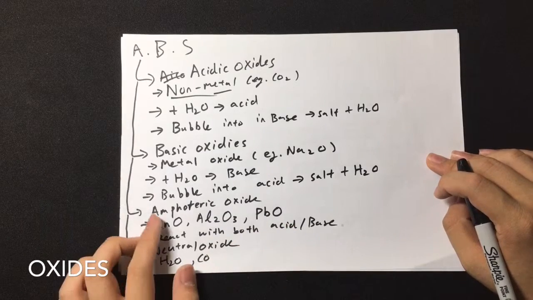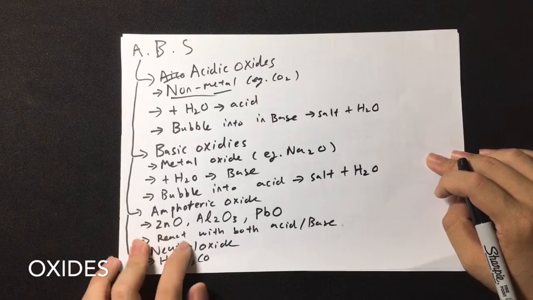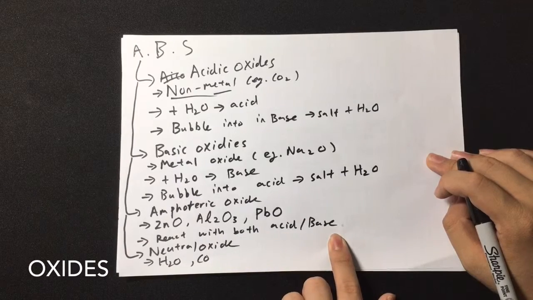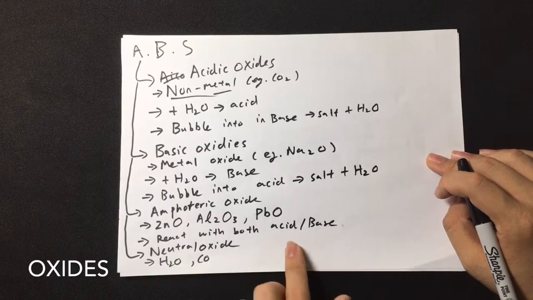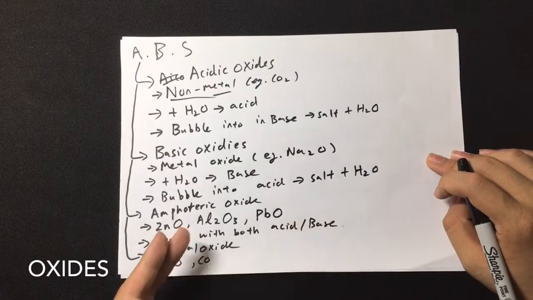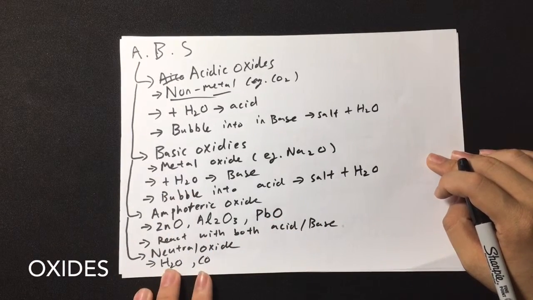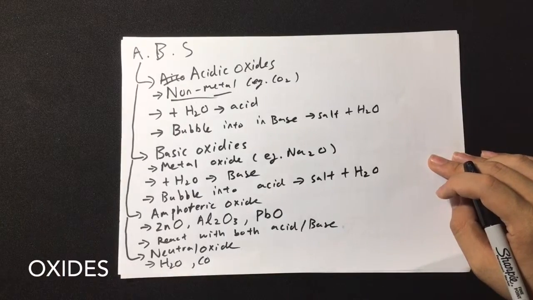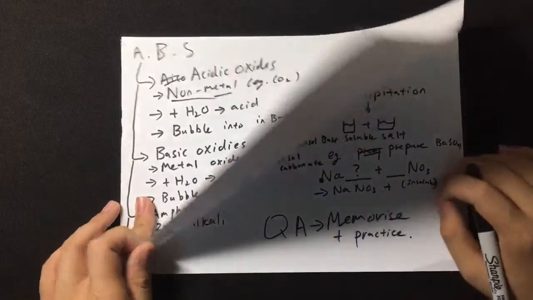The special property about amphoteric oxide is that it's able to react with both acid and base, making it very unique. When you react with an acid, the amphoteric oxide will act as a base. If you react with a base, it will act as an acid. And the last type of oxide is neutral oxide. A very simple example: water, carbon monoxide.